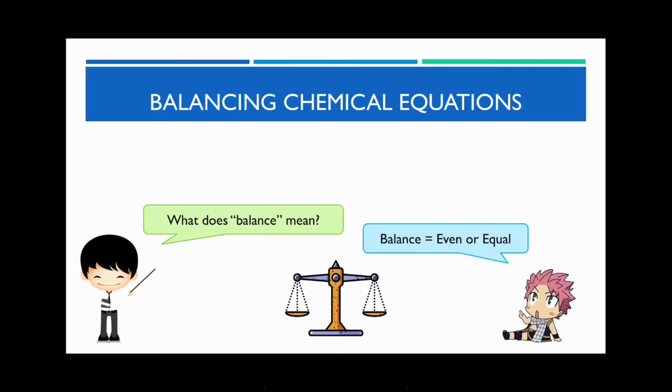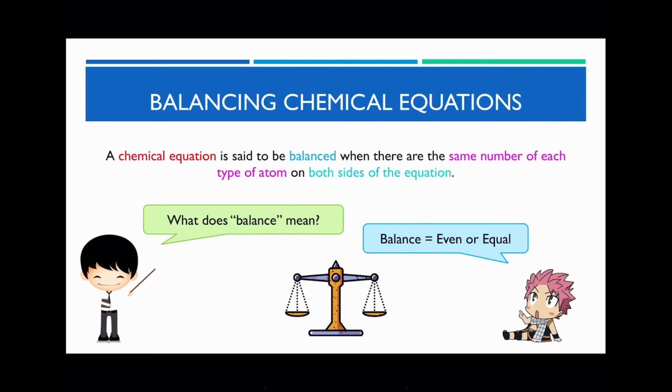So if we were to use this definition in the chemistry sense, when we're balancing chemical equations, what this means is that there are the same number of each type of atom present on both sides of the equation. This is what we mean when an equation is balanced. So essentially, if you've got the same number of elements on the left-hand side as well as the right-hand side, this equation is now considered to be balanced.